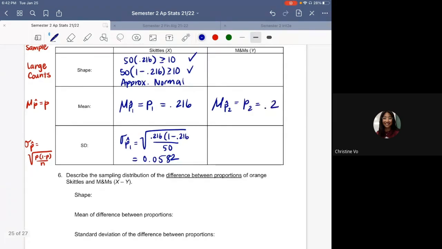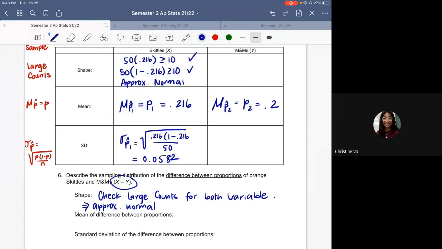So for the shape, you need to check large counts for both. And if it works for both, then we know for sure that the difference between M&Ms and Skittles should also be approximately normal. So I'll put, therefore, approximately normal.